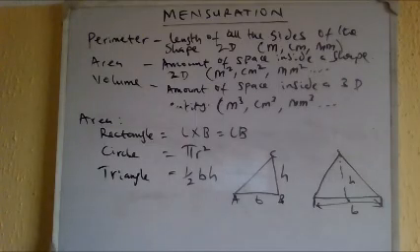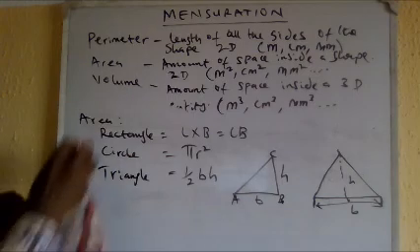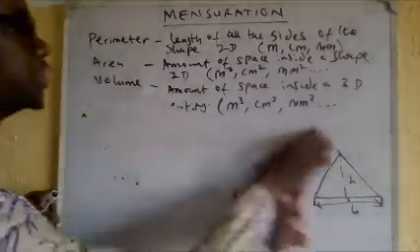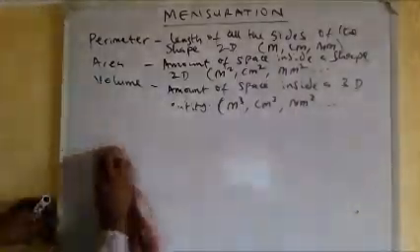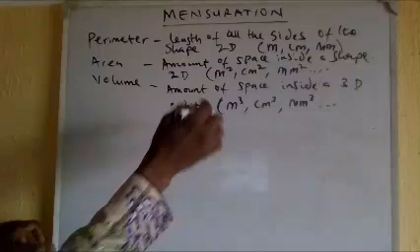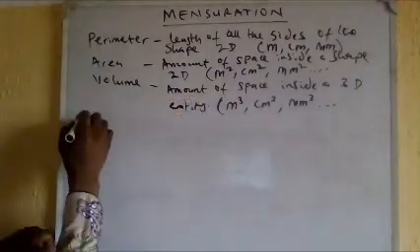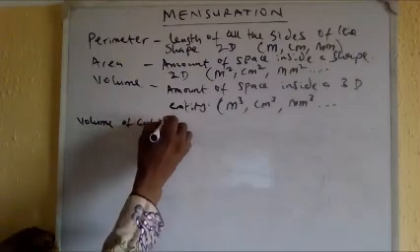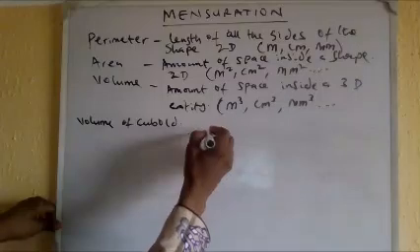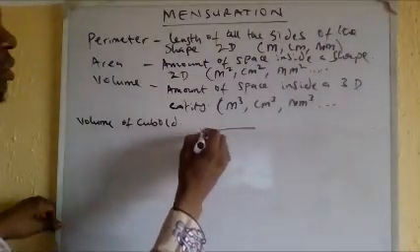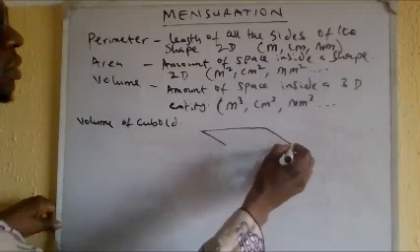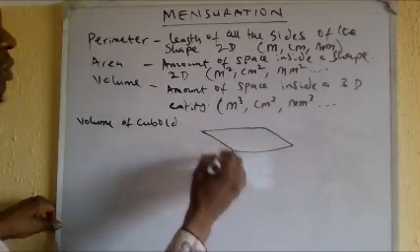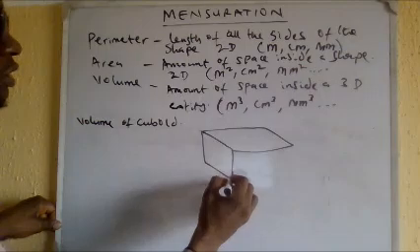Now let's quickly go to 3D shapes. So volume, 3D shapes. So for a 3D entity, volume of a cuboid, for instance. What's a cuboid? A cuboid is something that looks like this. It's a six-sided shape.